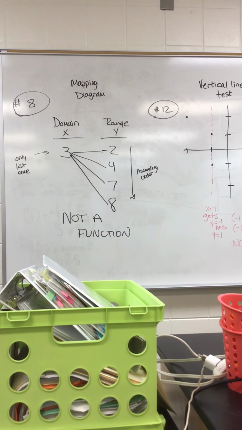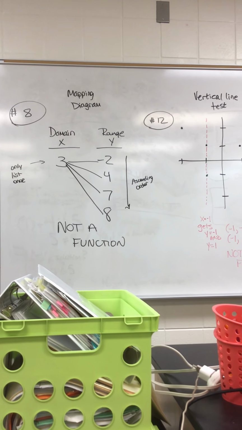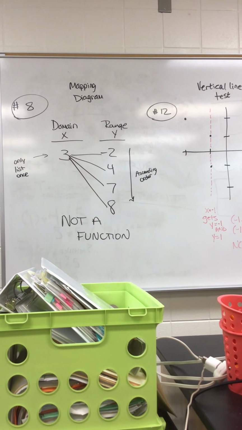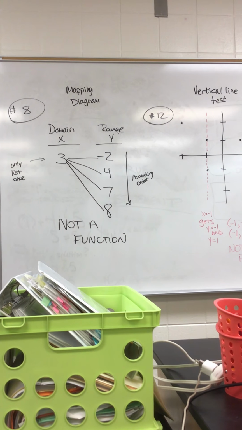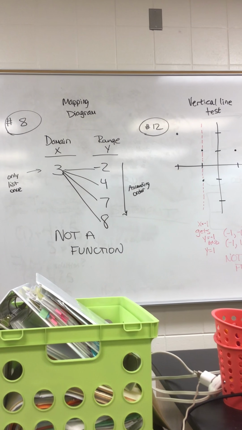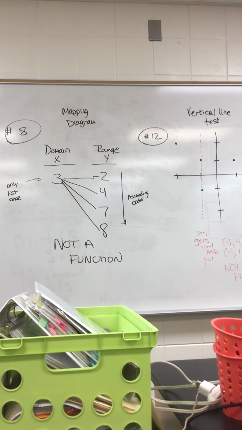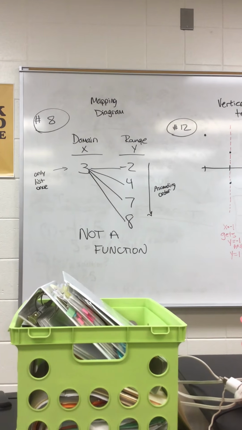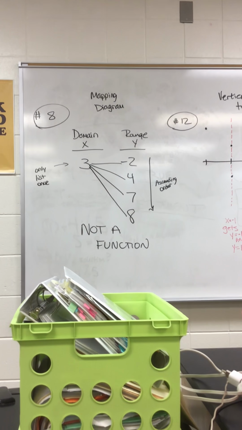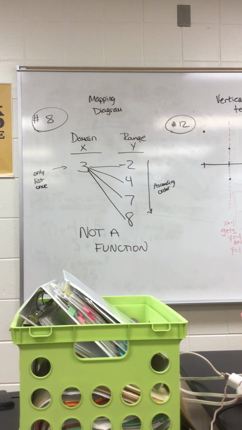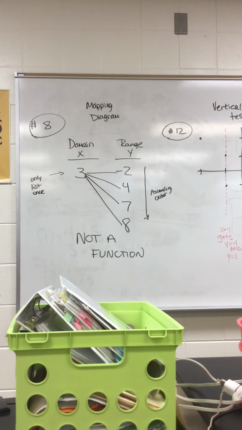Then I draw a line to represent the relation between the X value and its Y value. So the first ordered pair was (3, -2), then I have (3, 4), (3, 7), and (3, 8). Once my mapping diagram is drawn, I can look at it and determine whether or not it is a function. This is clearly not a function because X cannot have more than one Y.